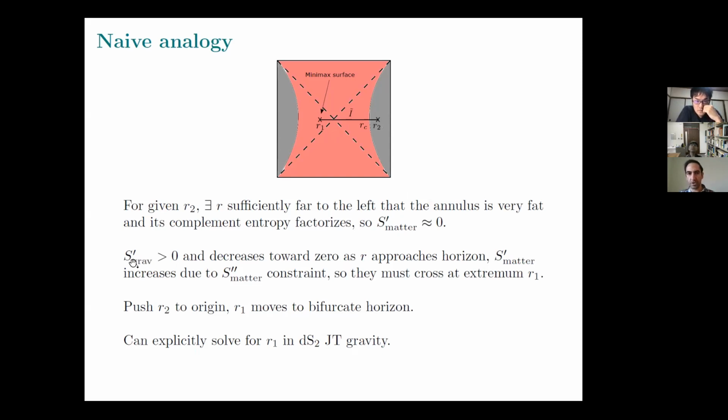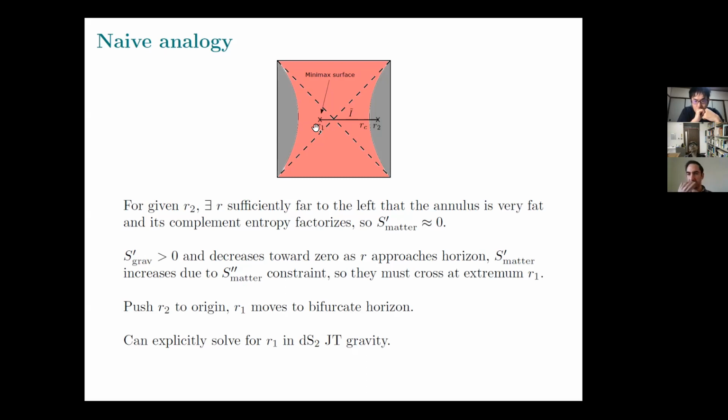Now we know just by computing A over 4G that the derivative of the gravitational entropy is positive here. Okay, it's positive in this region and it's zero right at the bifurcate horizon because that's, you know, an extremum classically. So it's positive and is decreasing towards zero. S prime matter is zero and it increases due to this second derivative constraint that I was talking about earlier. So at some point, those two have to cross. One's positive and going to zero, one's zero and increasing. They're going to cross somewhere before this bifurcate horizon. And I mean, in a very degenerate case, they can cross right at it, but generically it's going to cross somewhere before, okay? And where they cross is the extremum because you've balanced S prime matter with S prime gravity. And that's what it means to find an extremum. It's where the first derivative vanishes. Okay, so there's some extremum somewhere there.